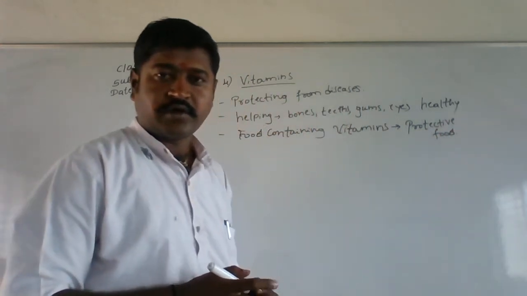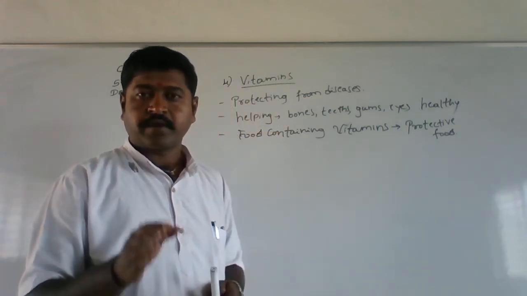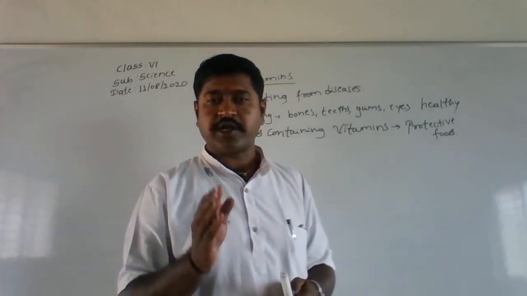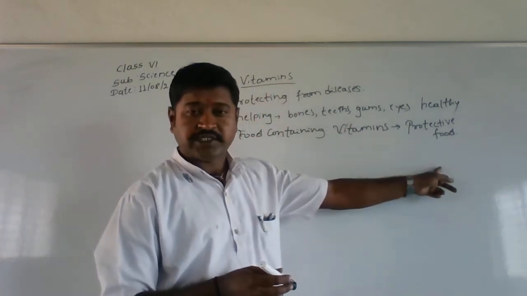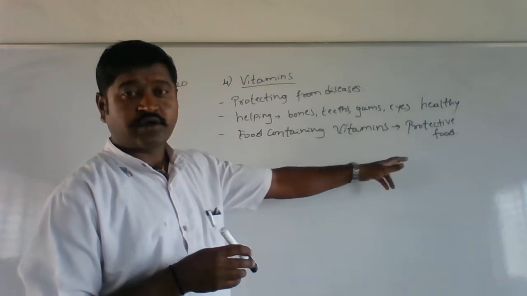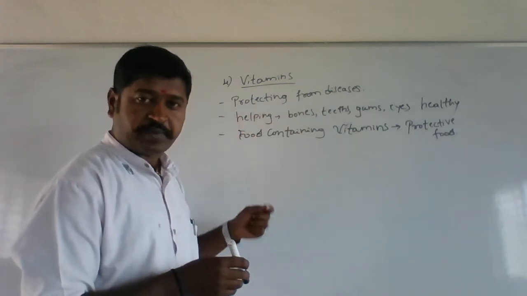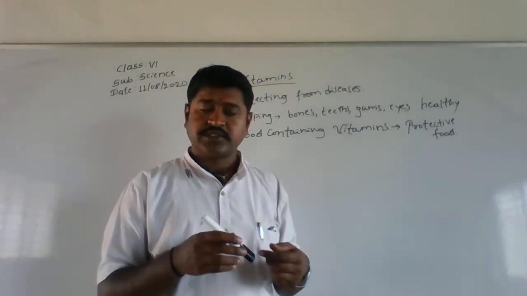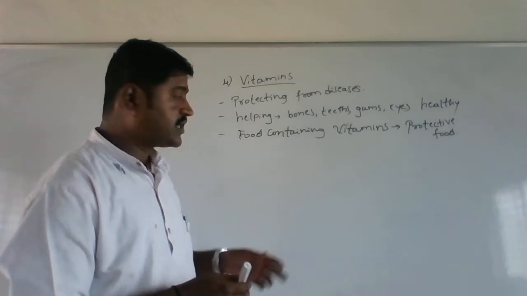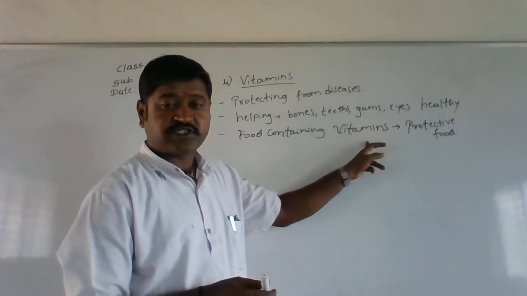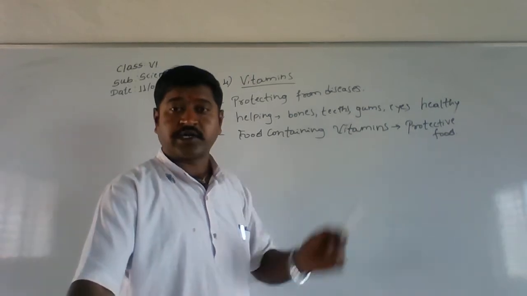Is this clear? Carbohydrates and fats were energy giving foods. Proteins were bodybuilding foods. And vitamins are called protective foods. Why are they called protective foods? Because they protect us from diseases and help our bones, teeth, gums and eyes to be healthy, right? That is why foods containing vitamins are said to be what? Protective foods.